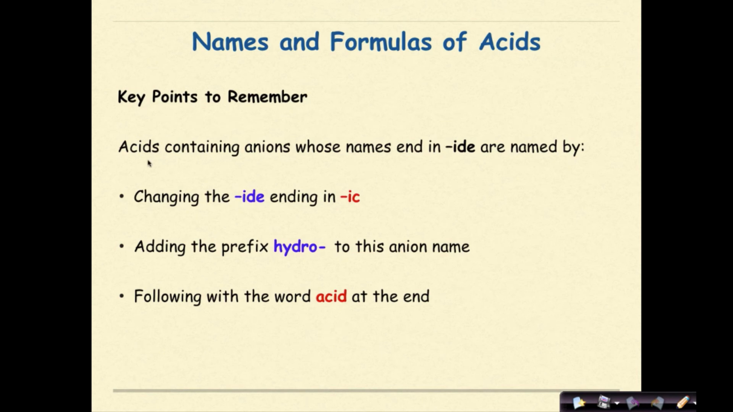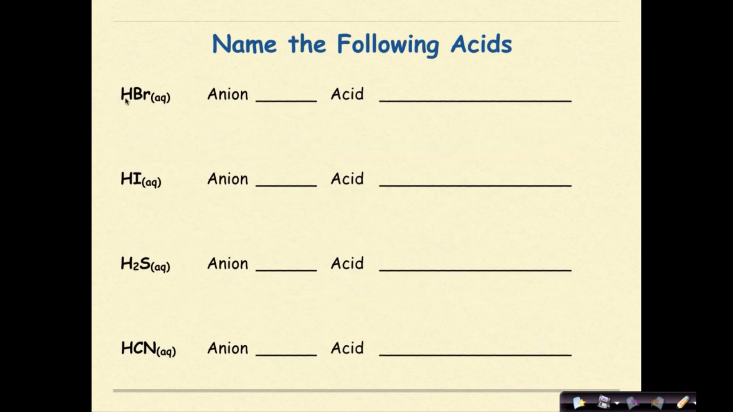More key points to remember. Acids containing anions whose names end in -ide are named by changing the "ide" to "ic" and adding the prefix hydro to this anion name. We're going to follow with the word acid at the end. So HBr, aqueous, we know that the anion here, the negatively charged particle, is going to be Br-1. So the acid name here would be hydrobromic acid.